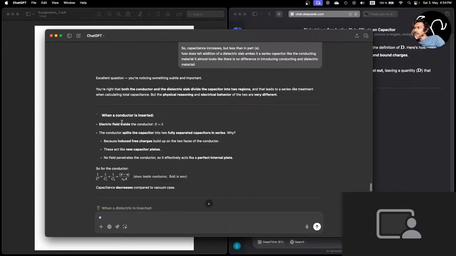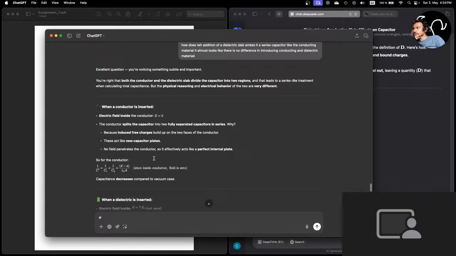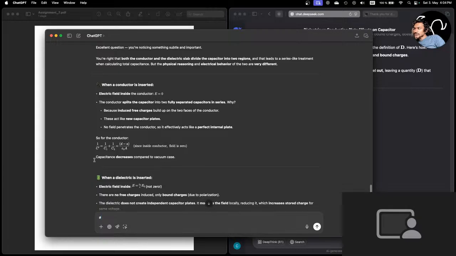When the conductor is inserted, the electric field inside is zero. No field penetrates the conductor, so it effectively acts like a perfect internal plate. Capacitance decreases compared to the vacuum case. Okay.